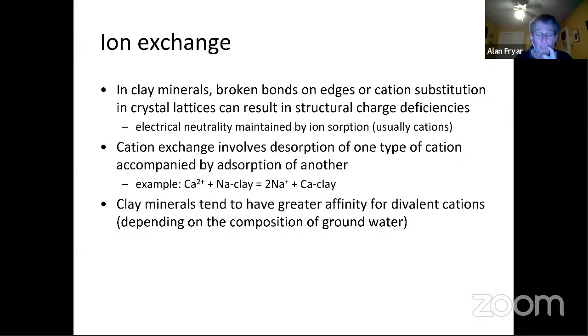In this example, sodium. Clay minerals tend to have greater affinity for, that is, they're more prone to adsorb divalent cations because the charge to mass ratio is greater for a divalent cation like calcium than it is for a monovalent cation like sodium. But really, whether this reaction goes to the right, as written above, calcium adsorbs onto the clay and then the sodium desorbs, or whether it goes to the left, the sodium adsorbs and the calcium desorbs, really depends upon the composition of the groundwater. So if you have, for example, clay with calcium and you immerse it in seawater, that calcium will desorb and sodium from the seawater will adsorb until you reach an equilibrium. So it depends upon not just the composition of the clay, but the composition of the water itself.